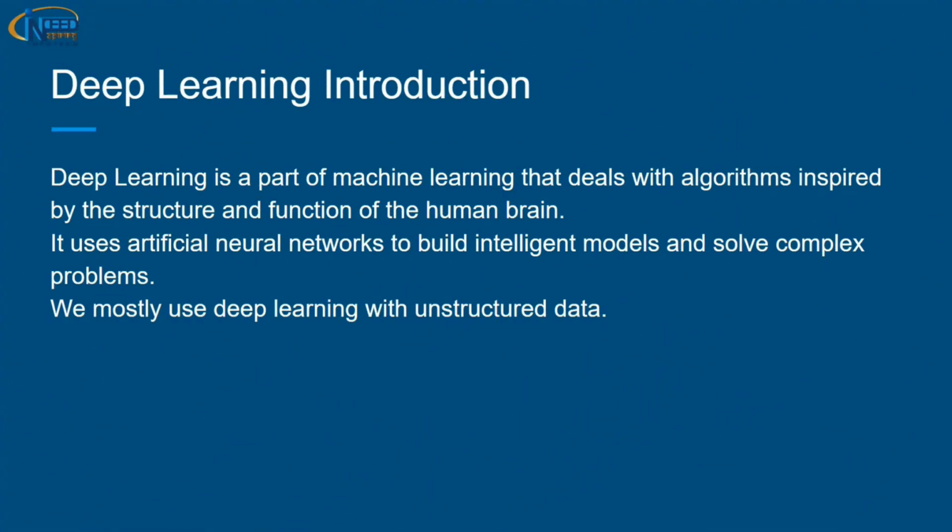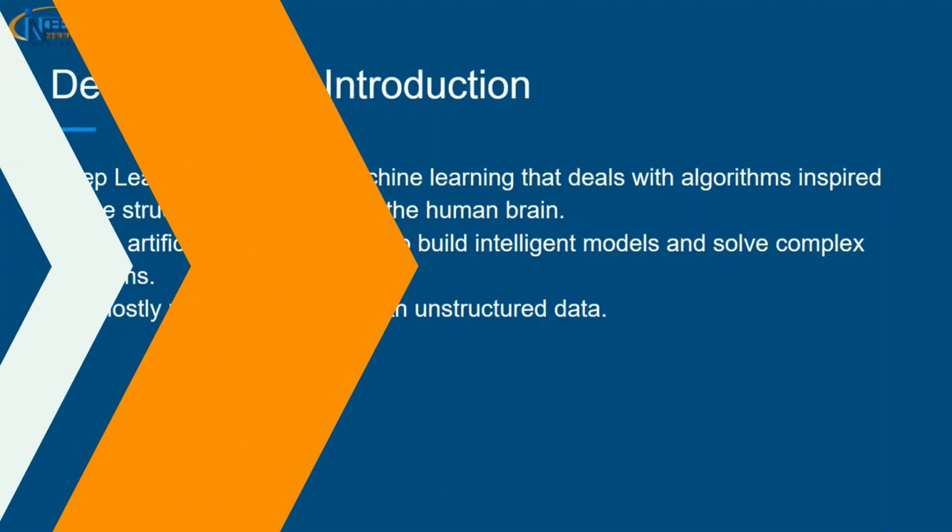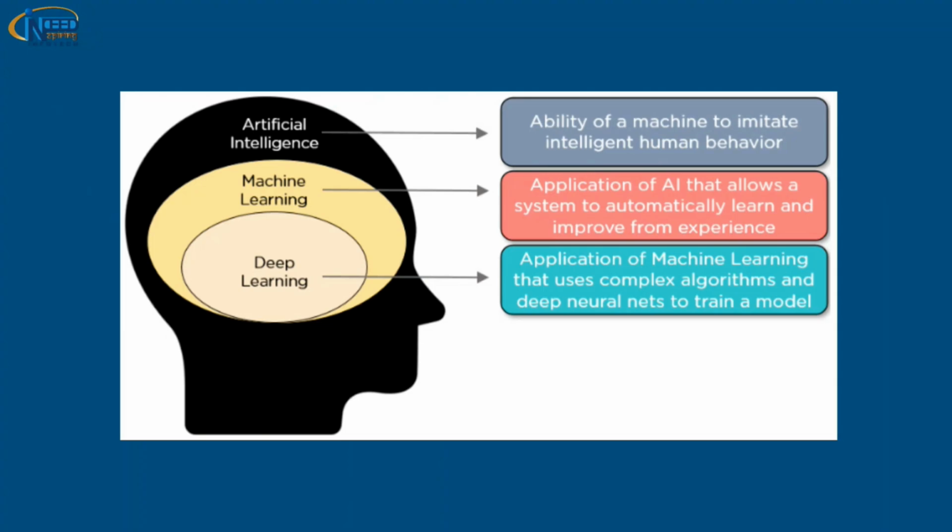Now, let's get into some technicalities of deep learning. Deep learning is a part of machine learning that deals with algorithms inspired by the structure and function of the human brain. It uses artificial neural networks to build intelligent models and solve complex problems. We mostly use deep learning with unstructured data. Now here we can see, and already we have seen, the whole system. This talks about artificial intelligence, machine learning, and deep learning.